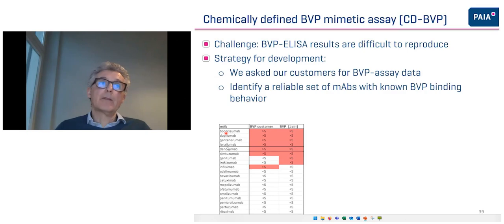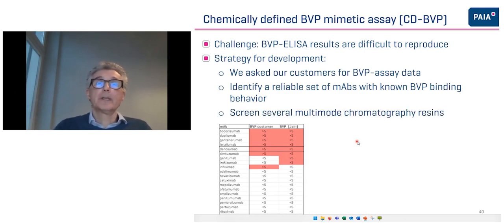And you can see that we have here 4 antibodies which are flagged by our customers as well as in the Jain paper. Then we have the denosumab, which is a kind of special case. And then you have some molecules in which it's not clear from the data whether they are supposed to be BVP binders, yes or no. And then you have a whole list of molecules down here which are non-binders. So what we then did with this set of molecules, we screened different so-called multimode chromatography resins to see which ones give us a similar reading to those BVP assays.